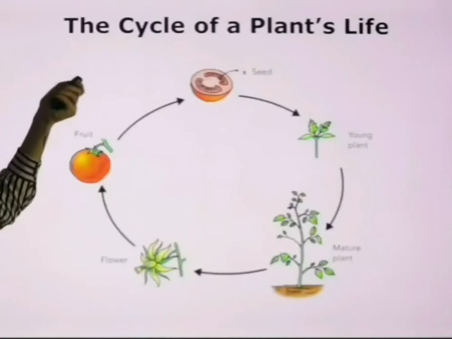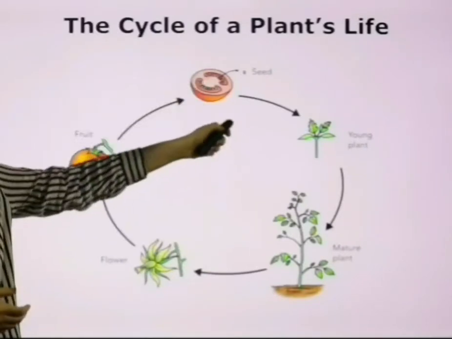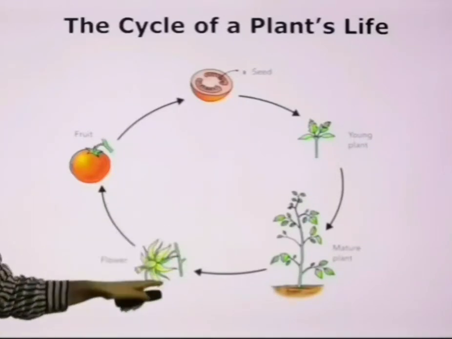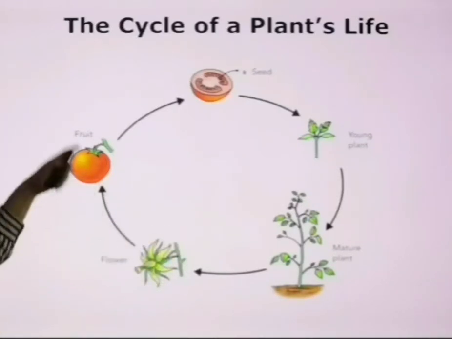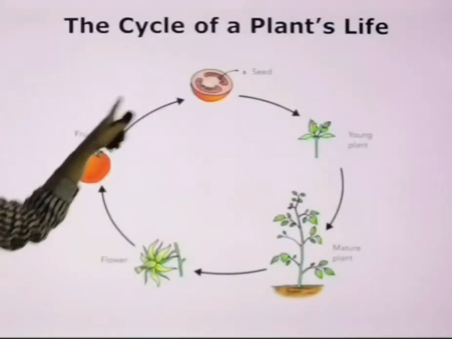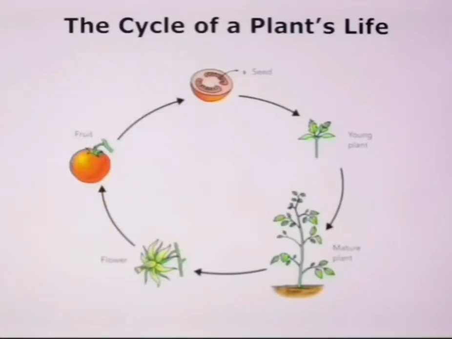This is an example of a plant's life cycle where it starts as a seed, then a young plant, then a mature plant, then this mature plant flowers, and finally it produces fruit that itself later on will hold the seeds, and this cycle goes over and over again.